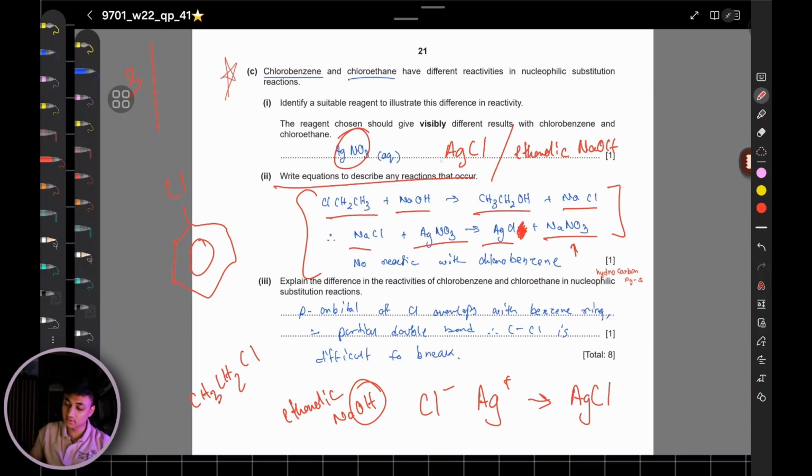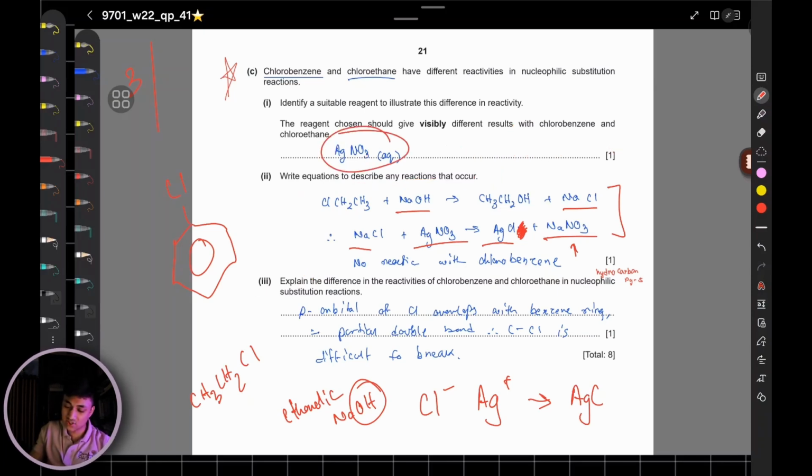The other is less complicated, and just say that the reagent is AgNO3. And this AgNO3 will react with the chloride ion, or this Ag plus will react with the chloride ion, forming AgCl. Simple, nothing else. And mention that no reaction takes place in case of chlorobenzene. So you can also do this. You can say AgNO3 is going to be the reagent, and the Cl minus reacts with Ag plus, forming AgCl, which is the precipitate.